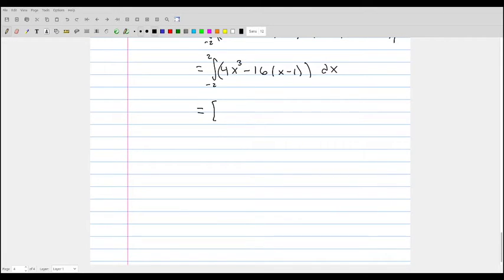This will be equal to the antiderivative of this function with respect to x, which will be x to the 4th, 4 times x to the 4th over 4, which is just x to the 4th, minus 16x squared over 2, which will be 8 times x squared, minus 16 times x times -1, which is plus 16 times x, evaluated from -2 to -2.